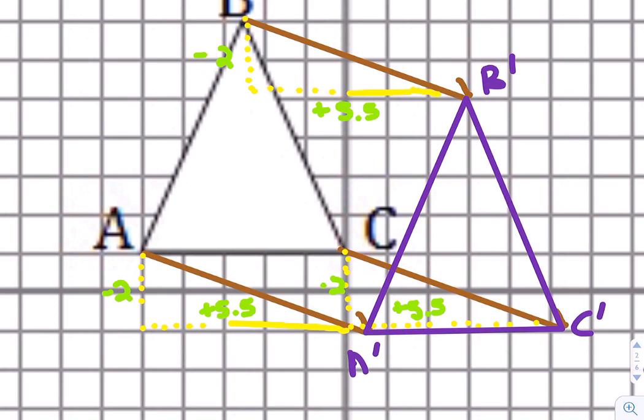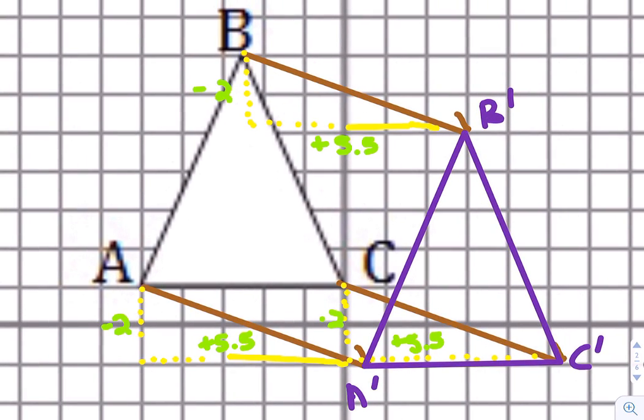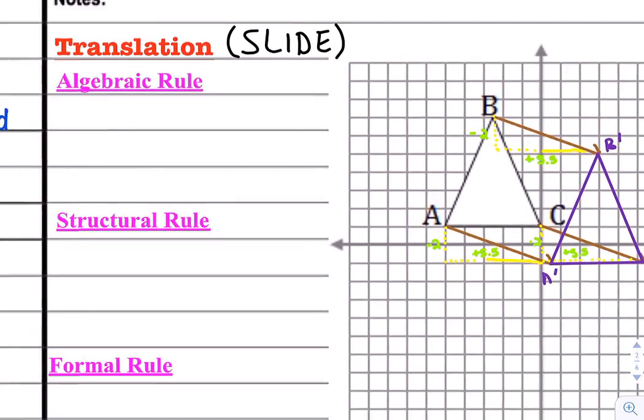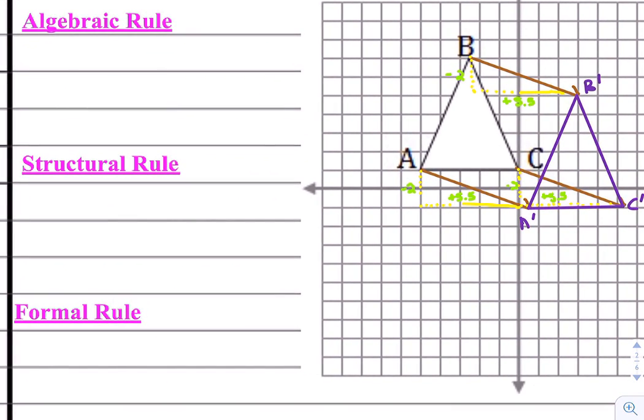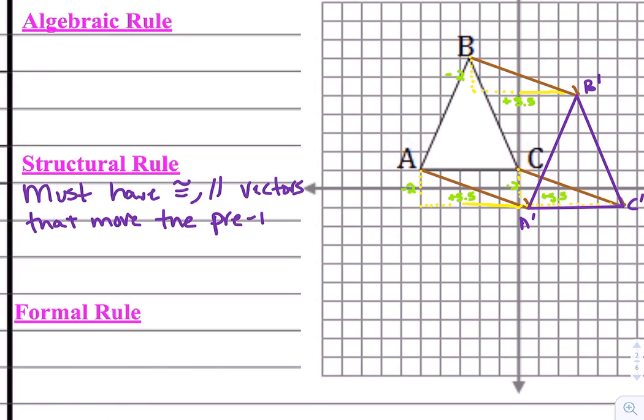And so structurally, the structural rule for translations is going to be these brown vectors. We can make a little note here that we must have congruent parallel vectors that move the preimage to the image. Okay, and so those are the things that we have to draw in.